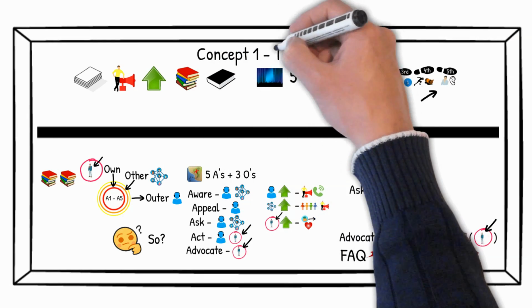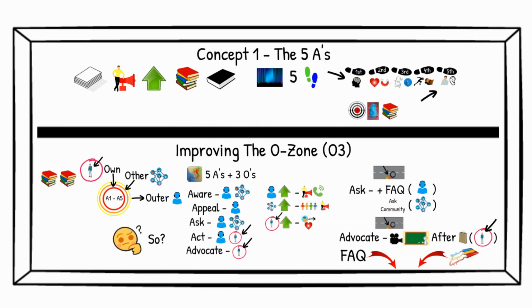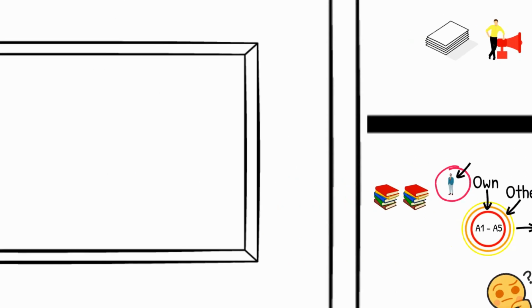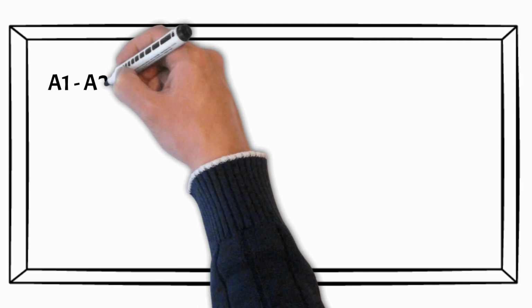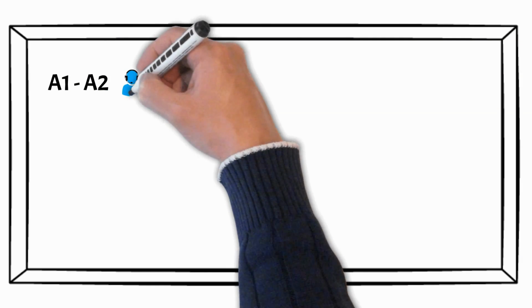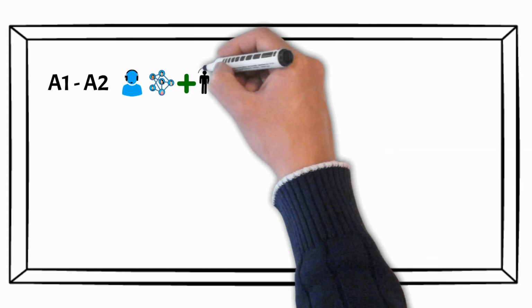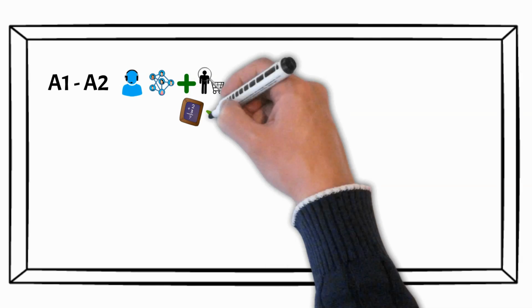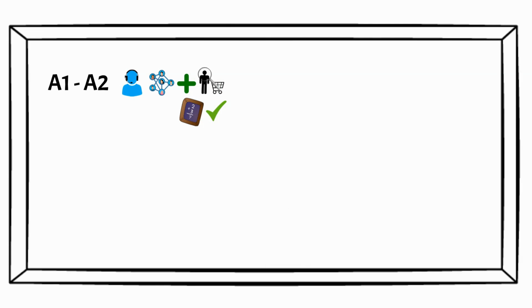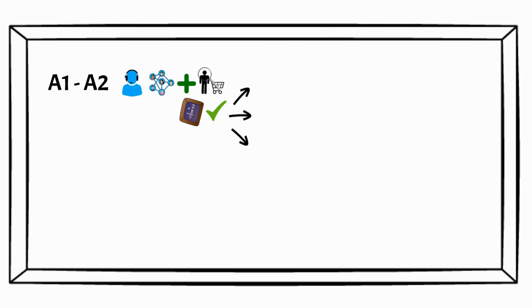Concept 1 is the 5 A's and improving the O zone, O3. In order to move from the first A, awareness, to the second A, appeal, besides focusing on our outer and other influences, we want to learn the desires and anxieties of our audience and then show that we are competent in handling them. In the book, there are 3 techniques to learn the audience's desires and anxieties.